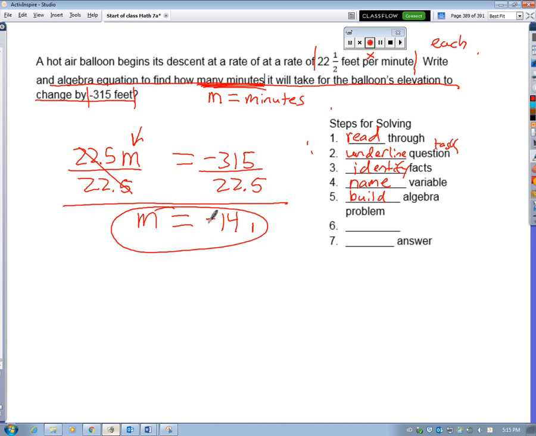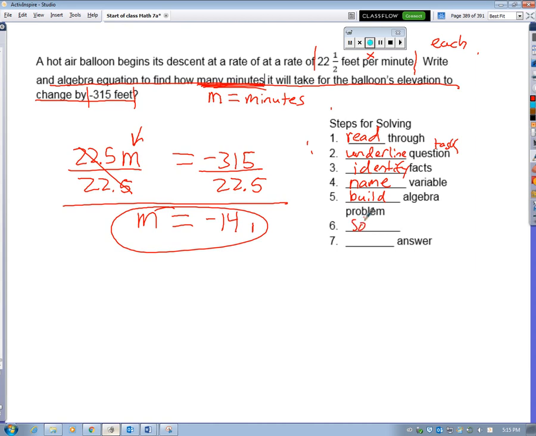No one's going to say, how long did it take? Well, it took negative 14 minutes. People don't really talk like that. You could just say a regular 14 minutes for that one. Okay, and you can test it out. If you take 22.5 times negative 14, you should get negative 315.